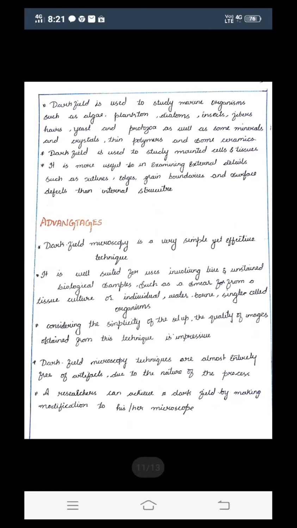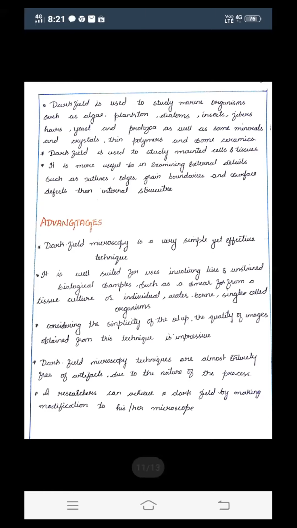The dark field is used to study mounted cells and tissues. It is more useful in examining the external details such as outlines, edges, boundaries, and surface defects than internal structures. We can find the presence of a specimen, and we can see entire regions or parts of that specimen in the dark field microscope.